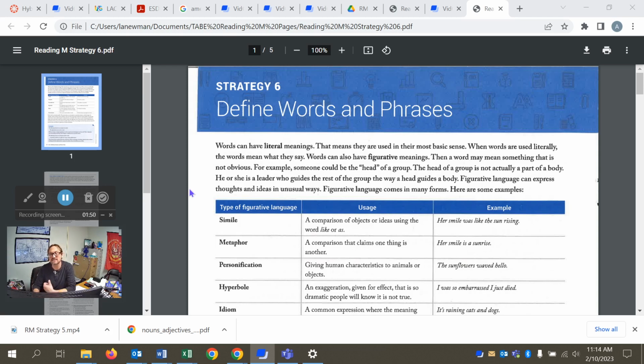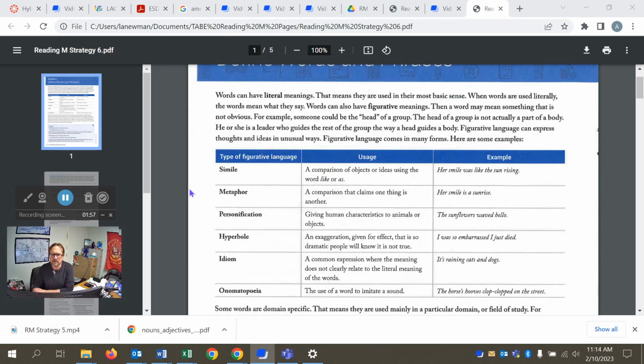So our goal here is to learn what figurative language is and then become familiar with and recognize a few types. Words can have literal meanings. That means they're used in their most basic sense, in other words, an explicit meaning. When words are used literally, the words mean what they say. Words, in contrast, can also have figurative meaning. So figurative is the opposite of literal. Then a word may mean something that is not obvious, something different than its explicit dictionary meaning.